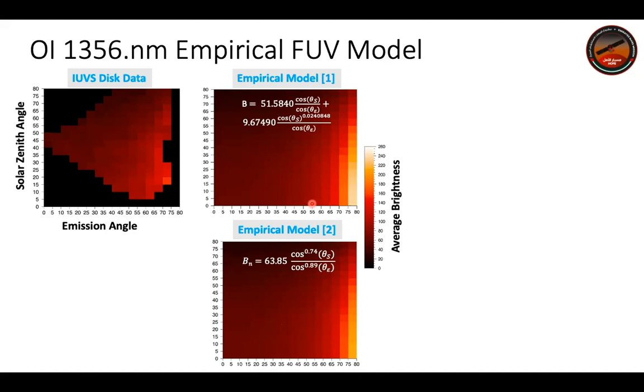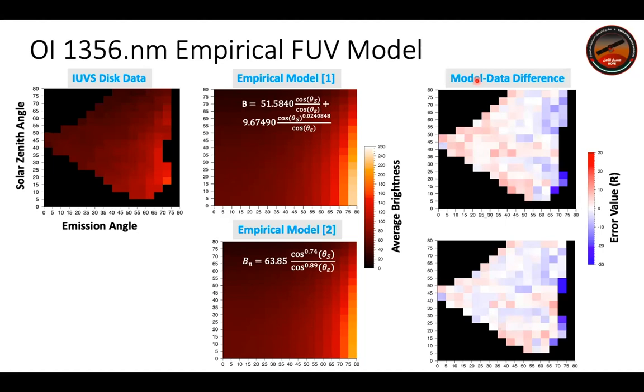So one way to check how well the model is working with the disk data is just to subtract them both together. And this is what we get. So this is the model subtracting the data from it. Whenever you have white dots, they're matching perfectly. Whenever you have positive values, you would see them in red, and the negative differences would be in blue. So overall, the error values range between positive and negative 30 Rayleighs, which is not that big, which means this is a good match between them.